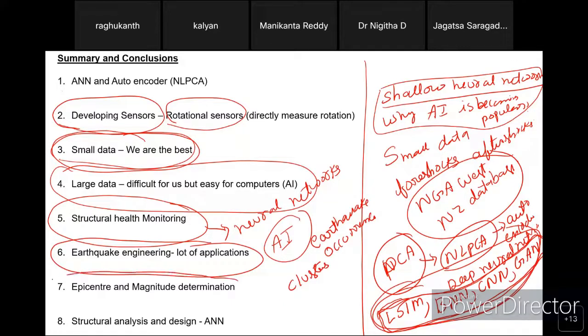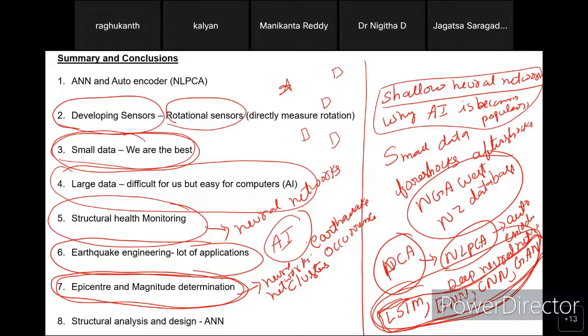Now, another thing is epicenter and magnitude determination. Right now, everything is linked to the satellite. Once an earthquake occurs, automatically at the stations, you have the data, okay? And immediately, for tsunami warning or whatever, using the P wave amplitude, which comes first, you have to estimate the epicenter and the magnitude of the earthquake. Then you can know whether a tsunami will occur or not. So automatic epicenter and magnitude determination becomes very important. How to do this with the help of neural networks is also an emerging area of research, okay? Some of you can explore this in detail.